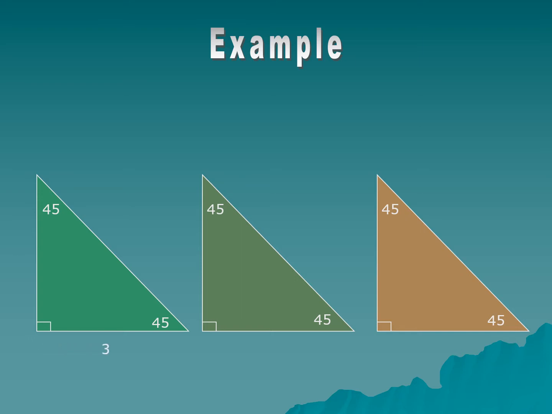If I told you that leg was 3, according to the theorem, the side on the left must also be 3. And then the hypotenuse is the same, but it has a square root of 2 in it. There we have it.